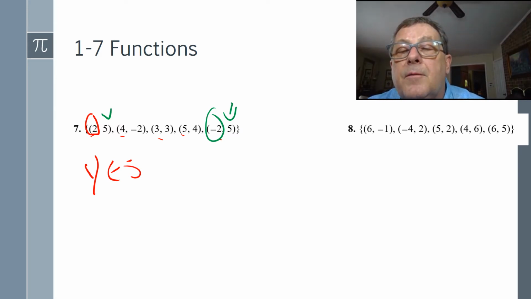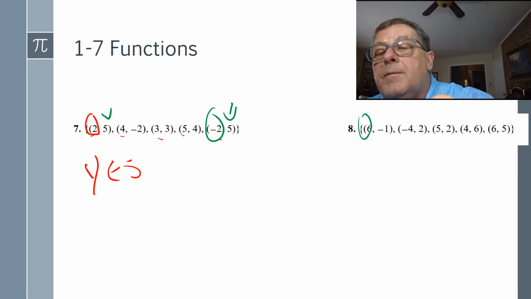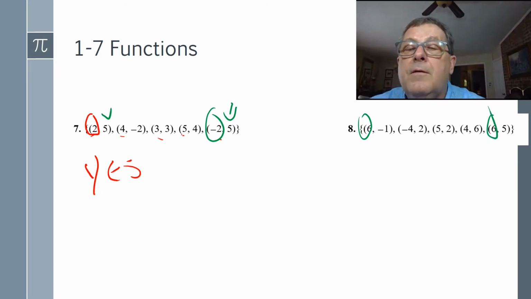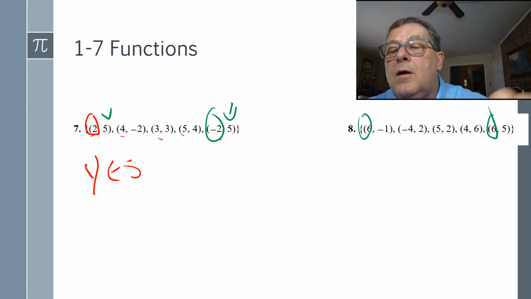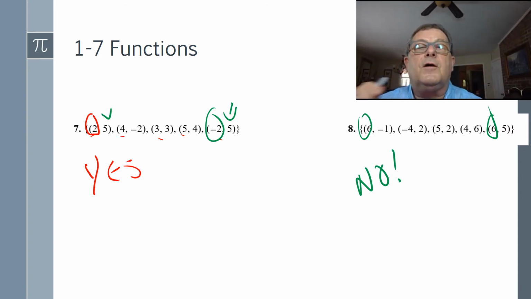Now let's look here at number 8. I've got x is 6, -4, 5, 4, 6. Okay, when x is 6, -1. I do see an x value repeated. I've got a 6 right here and a 6 right here. That's telling me that when x is 6, y could either be -1 or 5, and so that's going to disqualify it. No, that's not a function.